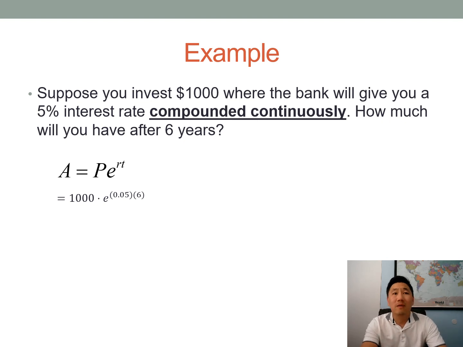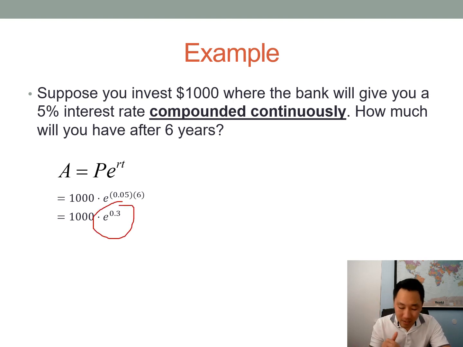And then again, you have to remember PEMDAS, order of operations. We have to do parentheses first, which is in the exponent. So multiply the two exponents together. 0.05 times 6 is 0.3. The next thing we do is we calculate e to the 0.3 power. Go ahead and do that on your calculator right now. Play around with the calculator key. Some of you might not know how to do the little e to the x on your calculator. You have to use the second button or the shift button.